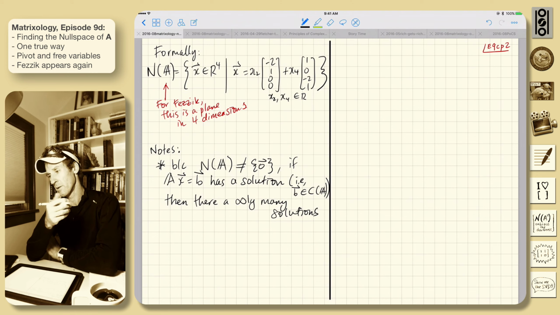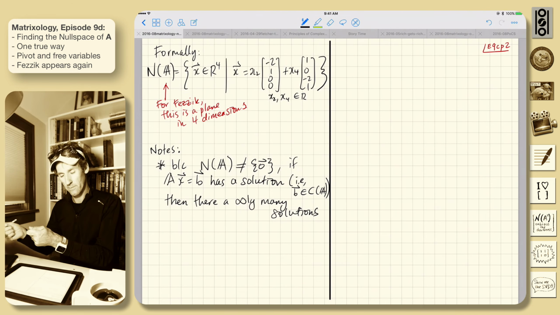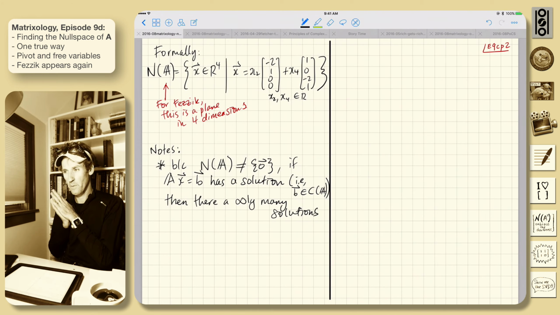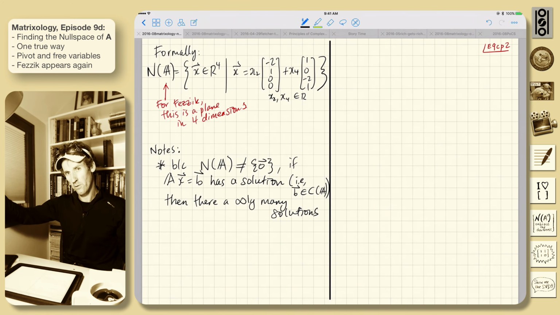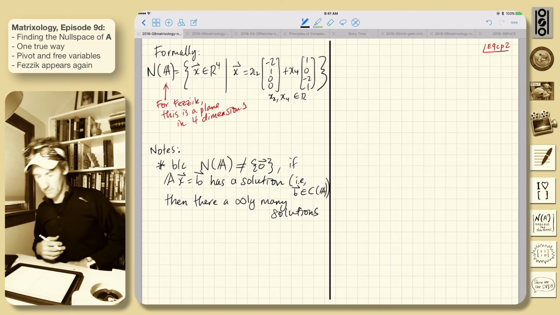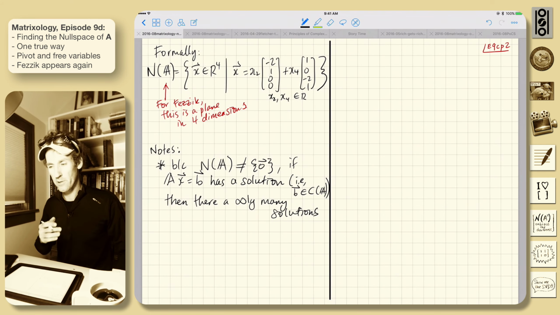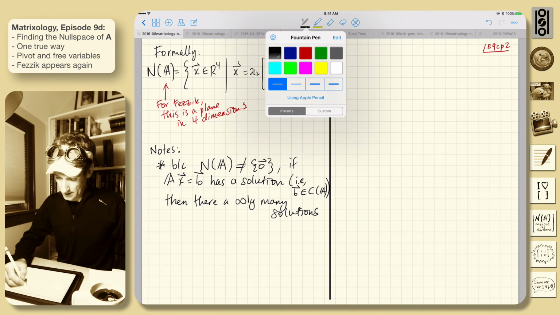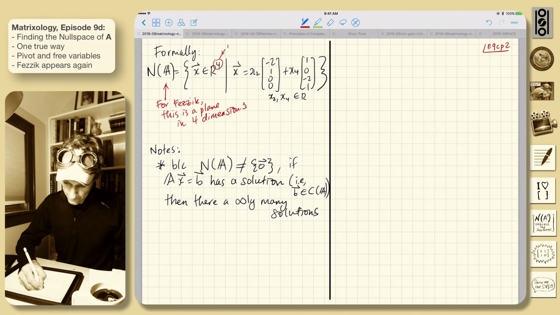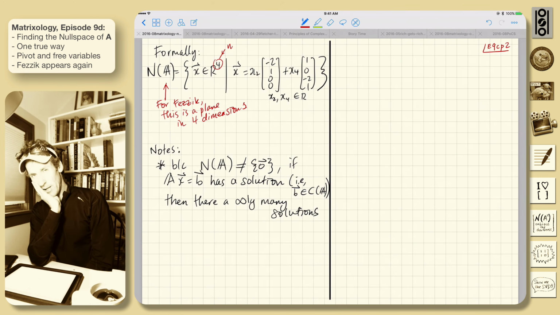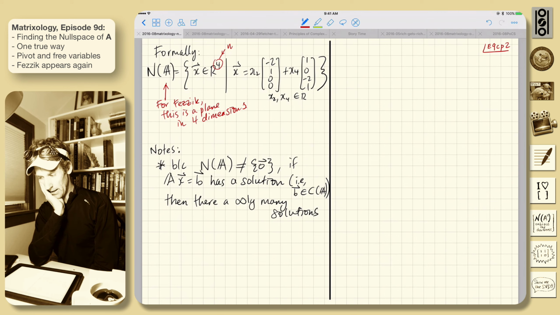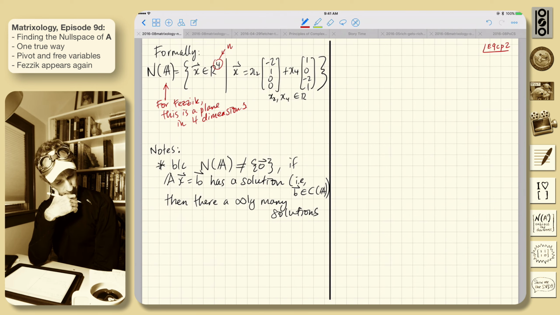Because if there's one solution, you can always add a null vector, right? If the null space vector is just 0, all you can do is add 0. But if there's just this huge 1, 2, 3, 4 dimensional subspace of Rn, this is n, right? There are vectors that are not 0. Then you can always just add them to X, and you will still get AX equals B. Okay, so that's a big deal.